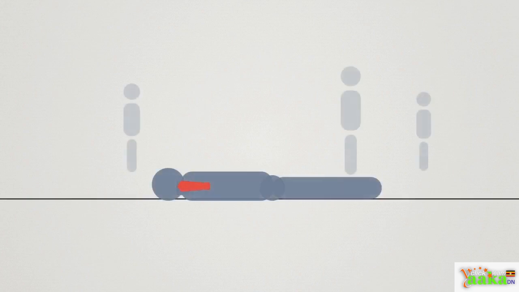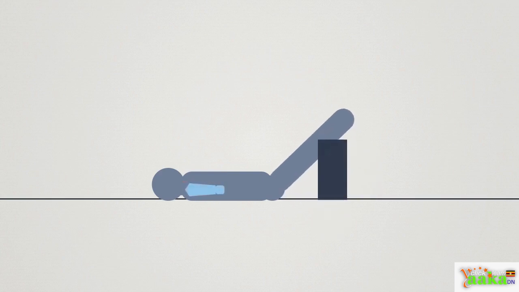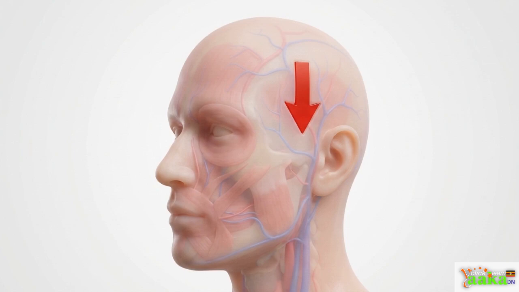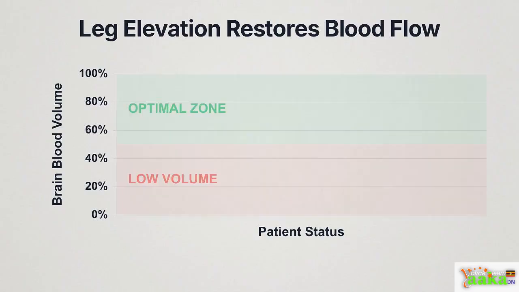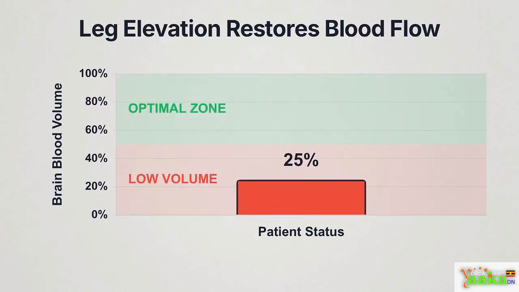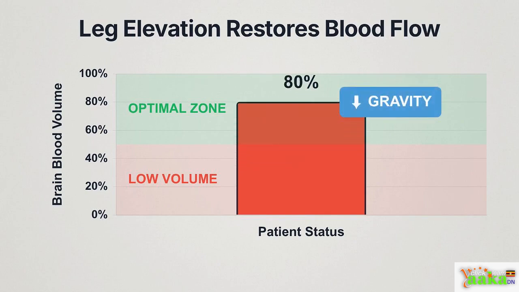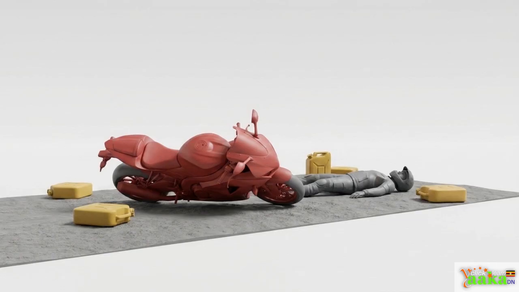The correct protocol is to politely disperse the crowd to provide fresh air. Lay the person flat on their back, loosen any tight clothing like a school collar, and elevate their legs. Fainting is caused by a sudden drop in blood flow to the brain. By laying them flat and raising their legs, you use gravity to send that blood back to where it is needed.